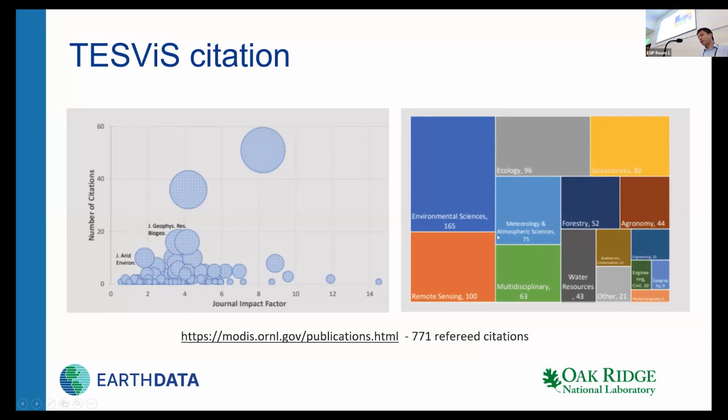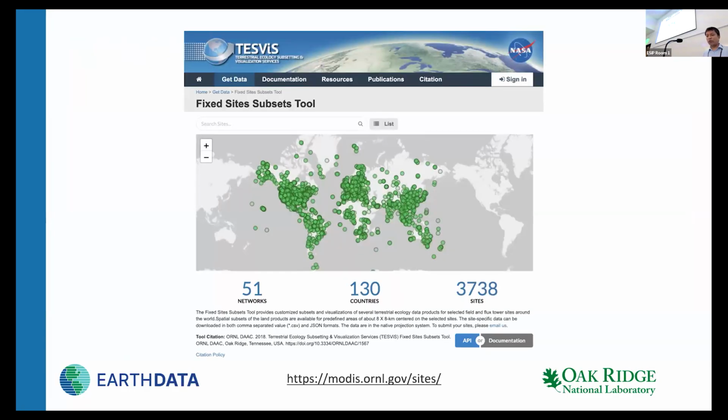The right figure shows how these publications are categorized by Web of Science categories. As you can see, folks in agronomy, water resources, and environmental science have all published their manuscripts using the tools for their data analysis as well. We'll focus on the fixed size tool for today.